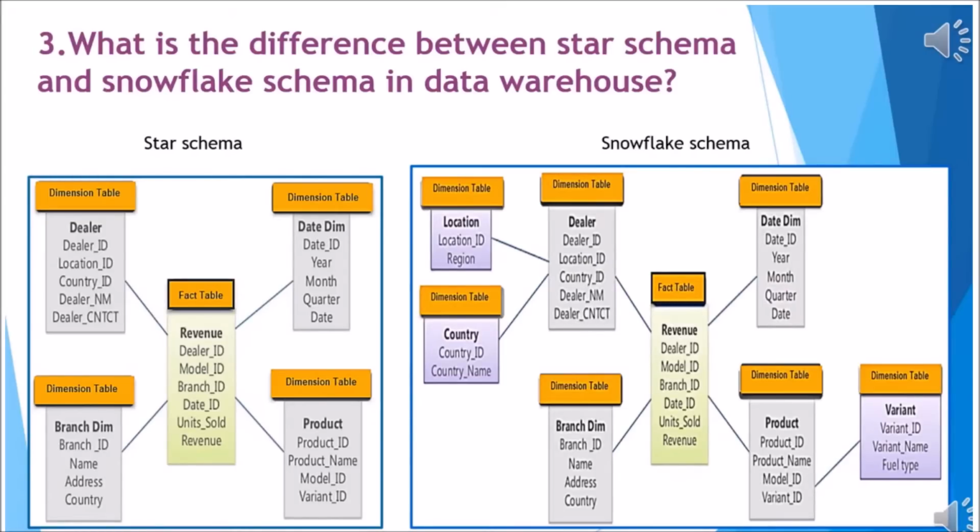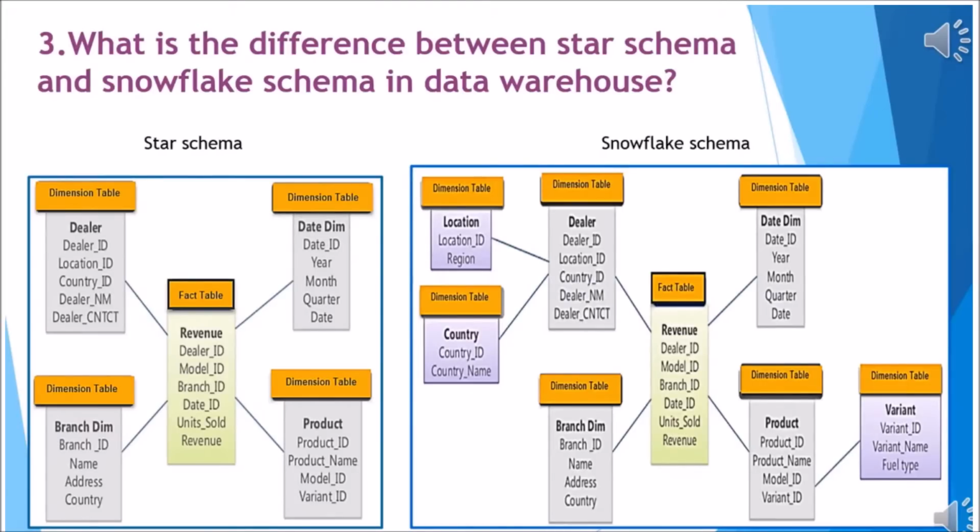The splitting of dimension tables into multiple dimension tables is called normalization. Why we go for normalization: if you have any data redundancy or duplicates in the data, then we split the data into different dimension tables and connect it with one dimension table.